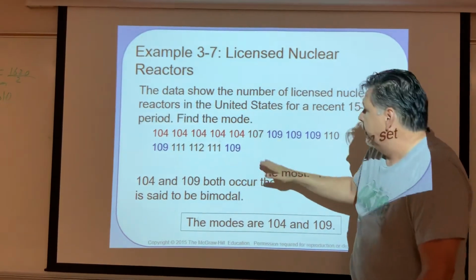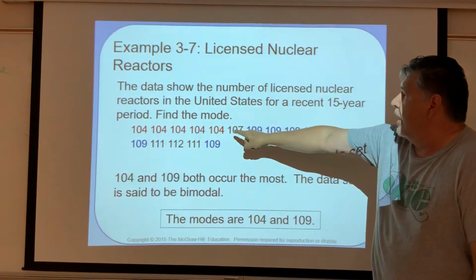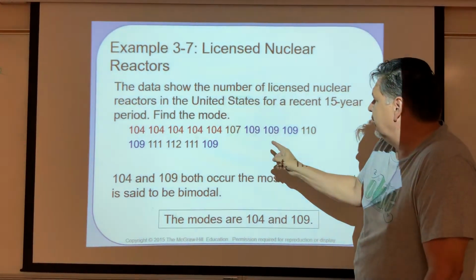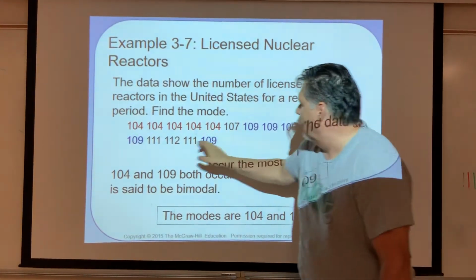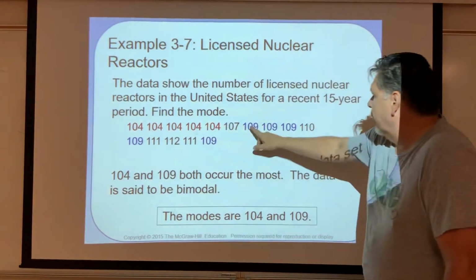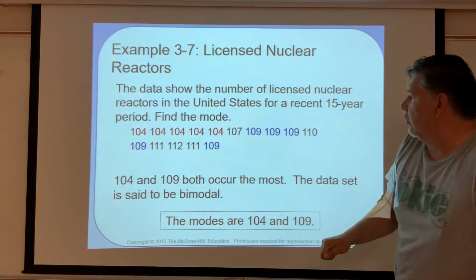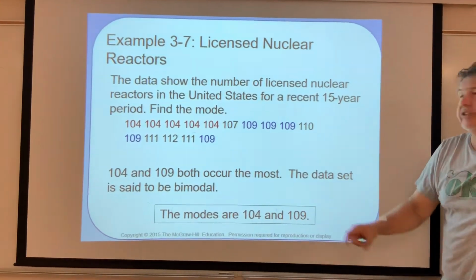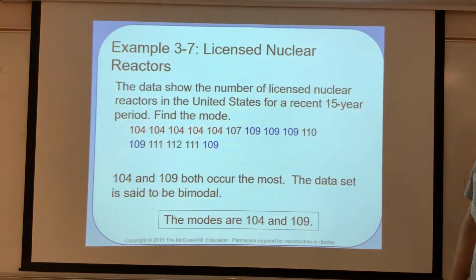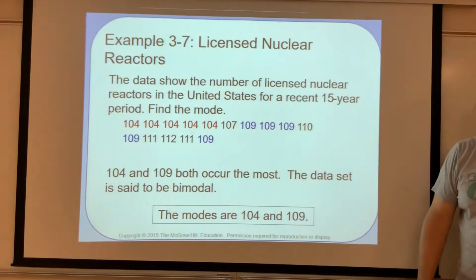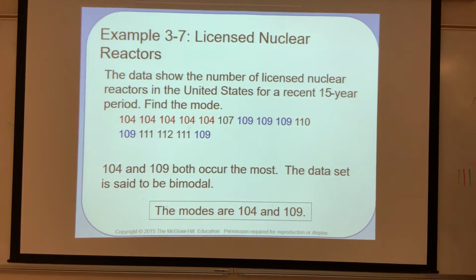Find the mode. Well, I'm going to look for a number that occurs more often than any other number. As you can see, I've got 1, 2, 3, 4, 5 109s, and I've got 1, 2, 3, 4, 5 104s. So I've got a bimodal distribution in this particular example. So I've got 2 modes. The modes are 104 and 109. Pretty easy to identify that.